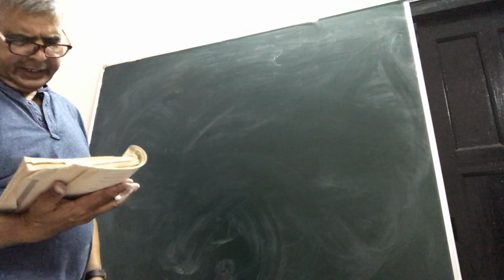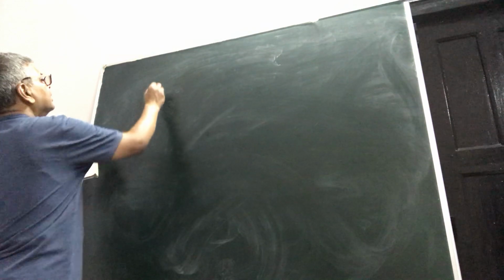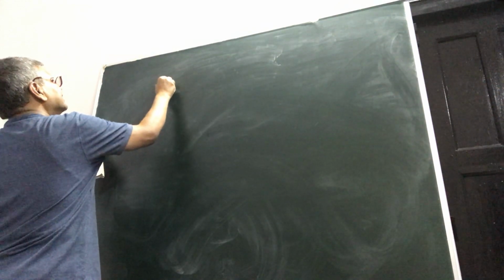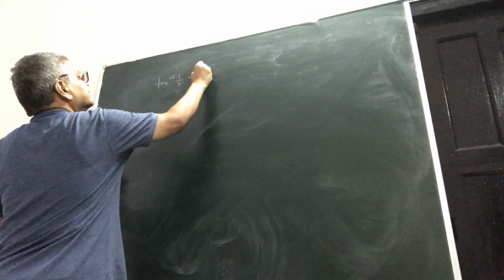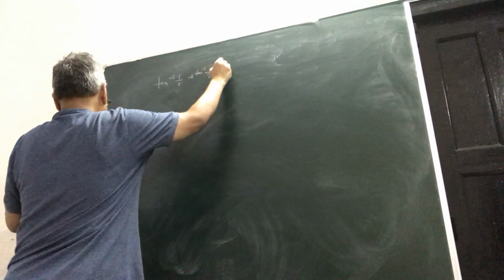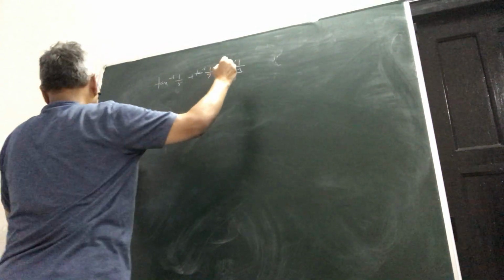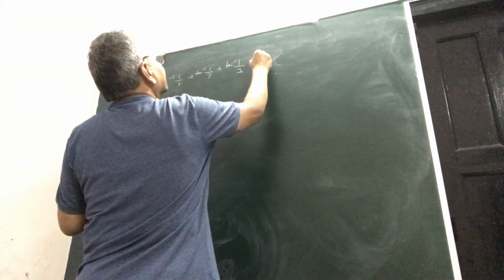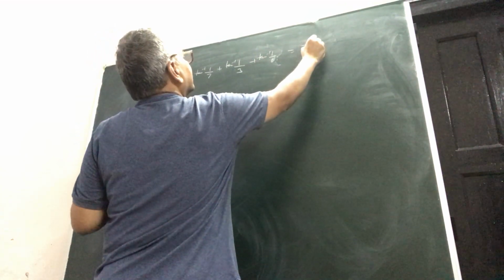Which one do you want me to take? Yeah, question 8. Okay, let us take it. It is tan inverse 1 by 5 plus tan inverse 1 by 7 plus tan inverse 1 by 3 plus tan inverse 1 by 8 is equal to pi by 4. You have to prove it.